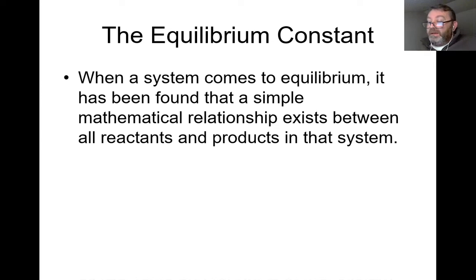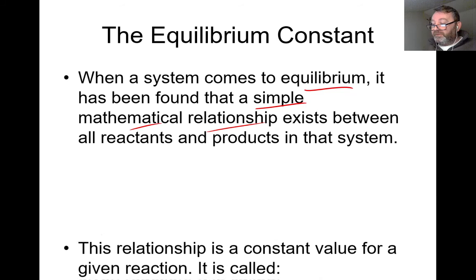When a system comes to equilibrium, it has been found that a simple mathematical relationship exists between all reactants and products in that system. So when we reach equilibrium, again, a simple mathematical ratio. That brings us all the way back to the very start of fifth year, when we spoke about the fact that Dalton said atoms combine in simple whole number ratios. Gay-Lussac said what? That gases combine in simple whole number ratios. So there's a pattern in chemistry, and the pattern always is a simple whole number ratio. And in this case, it's a simple mathematical ratio that exists between all products and reactants in that system.